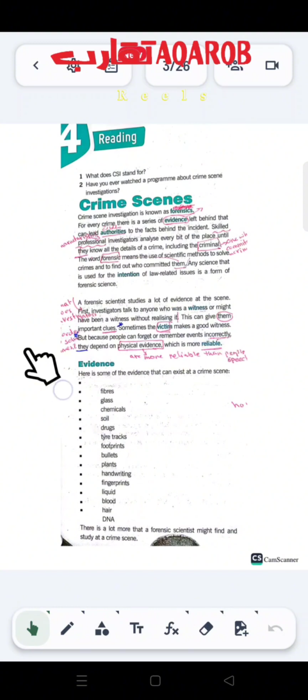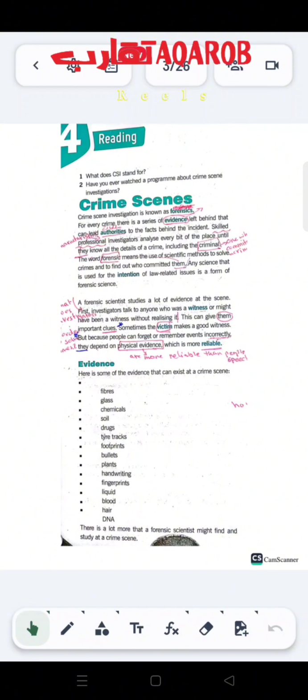Now the second paragraph. A forensic scientist studies a lot of evidence at the scene. First, investigators talk to anyone who was a witness or might have been a witness without realizing it. This can give them important clues. Sometimes the victim makes a good witness. But because people can forget or remember events incorrectly, they depend on physical evidence, which is more reliable.